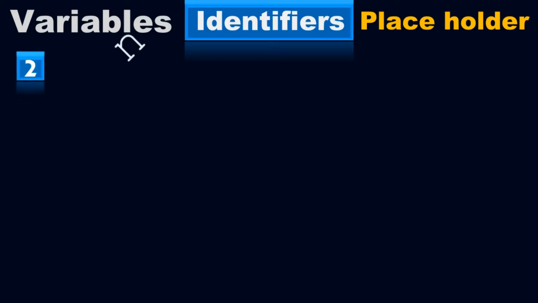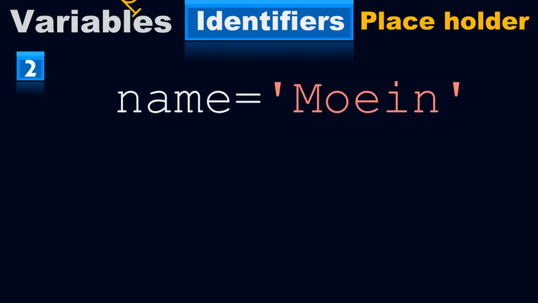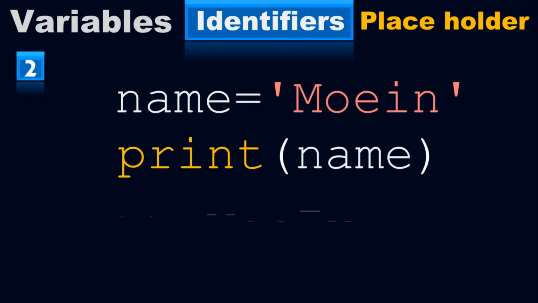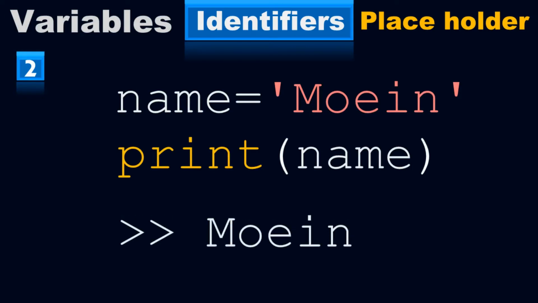Example number 2. Name equals to Moein. Print of name gives us Moein in the output. Again, I have a variable which is name, N-A-M-E. It is the name of the variable. Name is the name of the variable.